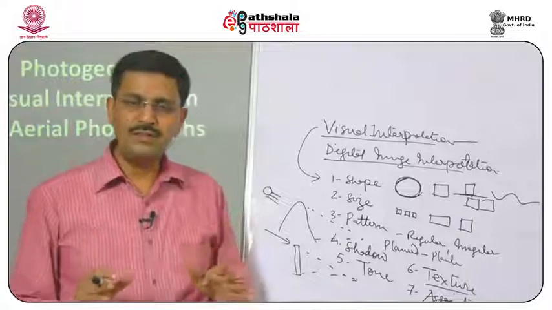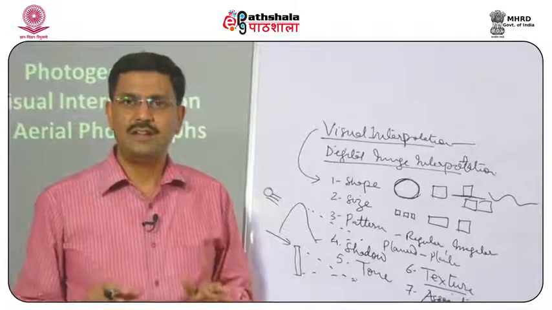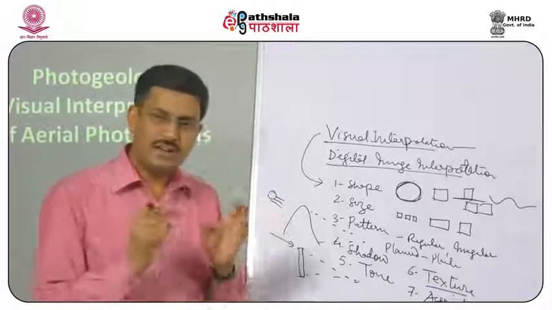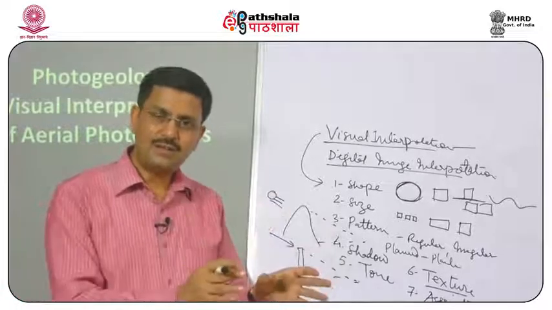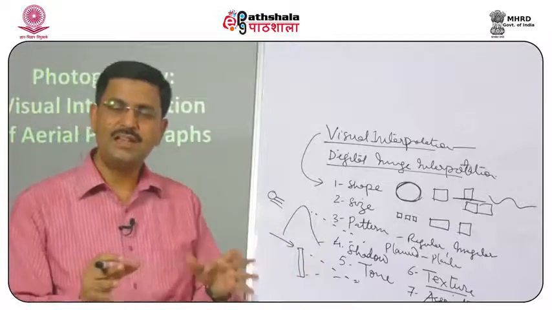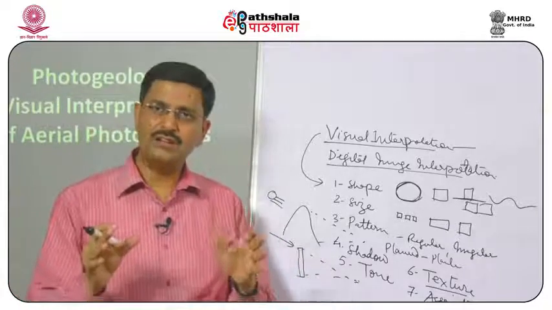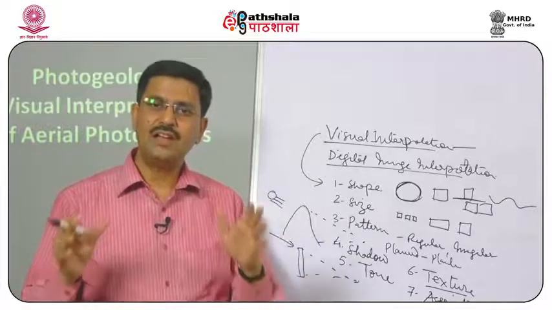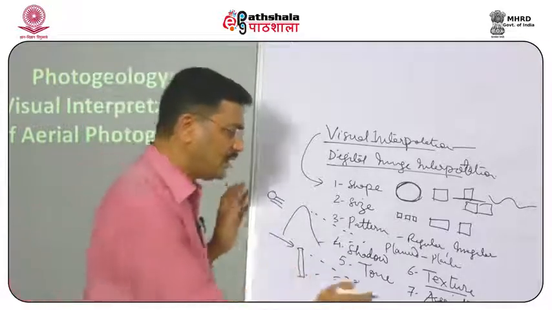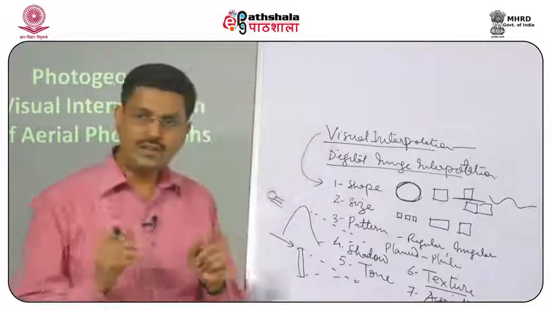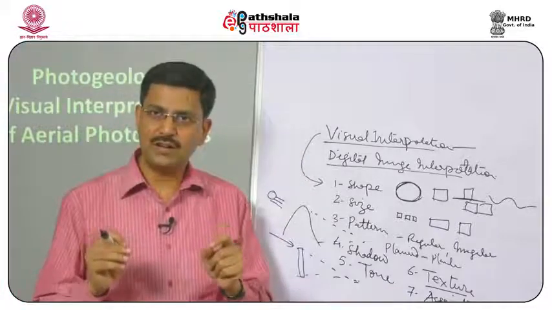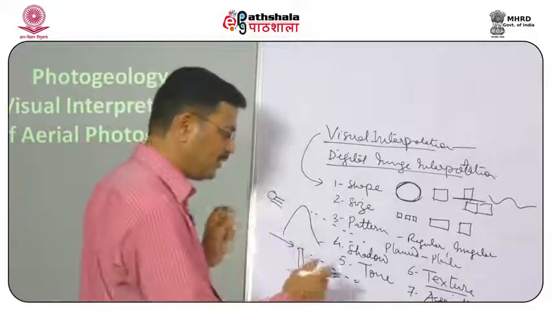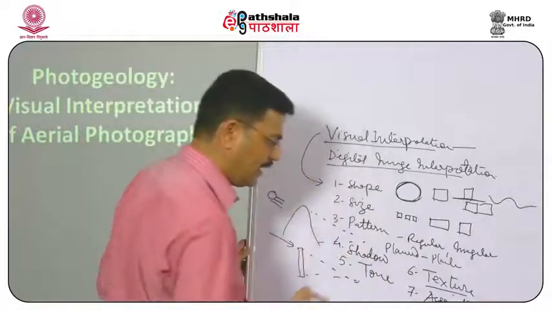Now, last is the location. Location means where it is located. Any feature which is located inside the city or outside the city, if it is an urban area, or if you are trying to understand the natural conditions in a desert area, in the mountainous area, in the valleys, where a particular object is located. So, location also plays an important role in identifying and separating a particular object or feature, right.